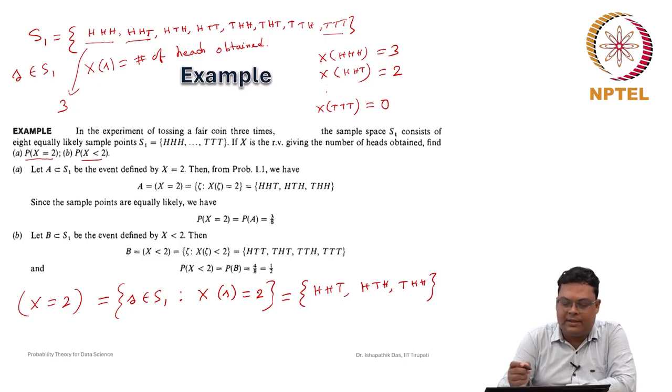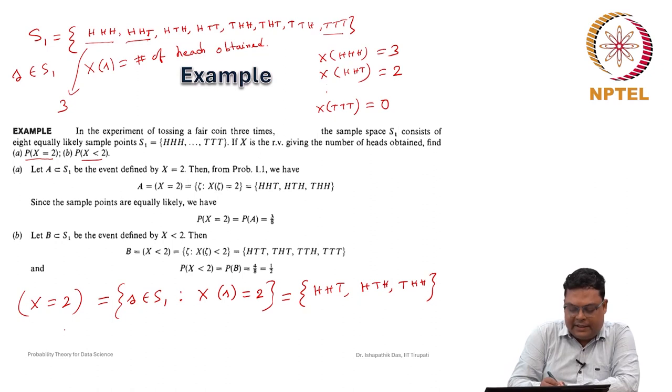Anything else? If you consider HHH, this is 3 heads, so x will be 3 and it will not satisfy this relationship. For any other case, HTT has only 1 head, THT also only 1 head, TTH 1 head, and TTT has 0. That is why only 3 points, because it is a fair coin, so all the 8 points will be equally likely. If it is not a fair coin then they may not be equally likely, because if head is more likely then those points will be more probable than the ones with more tails. So all the elements in S 1 are equally likely.